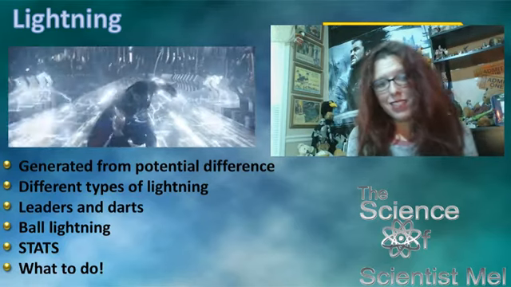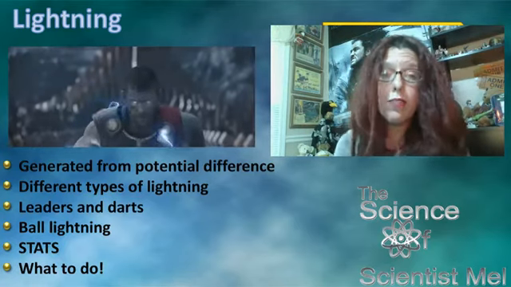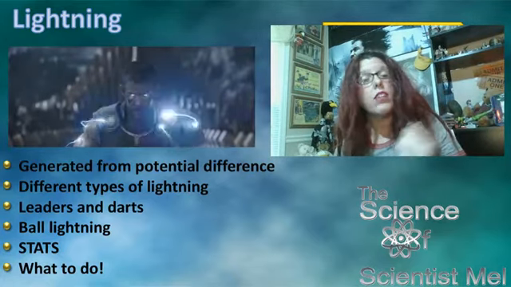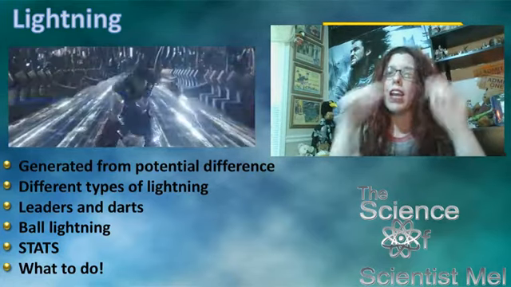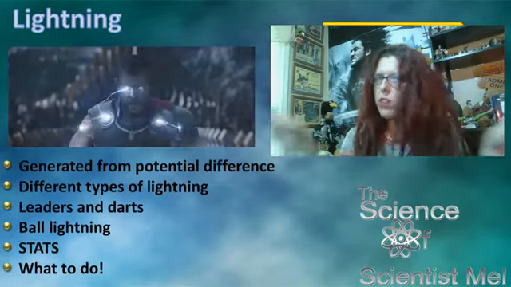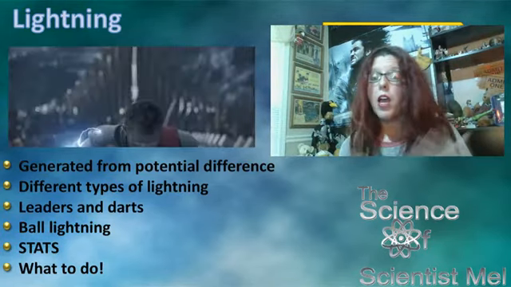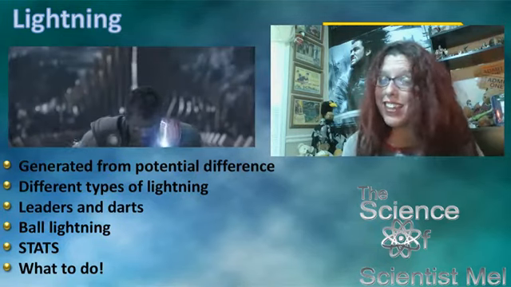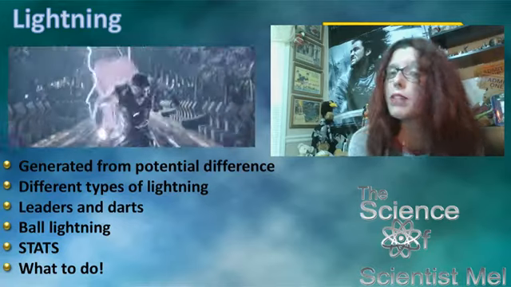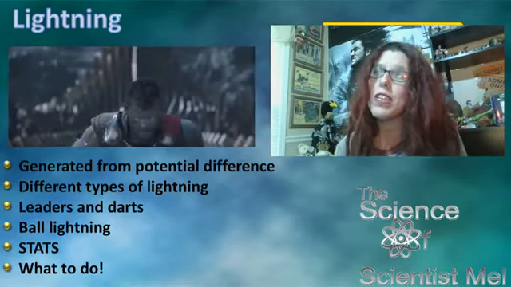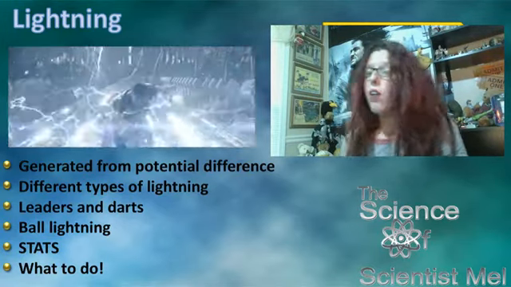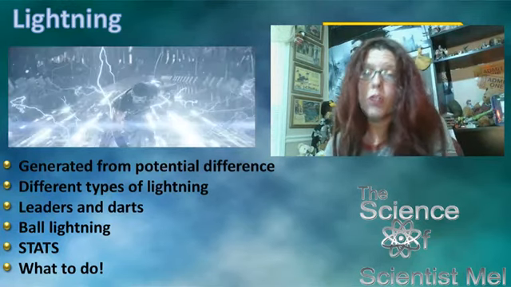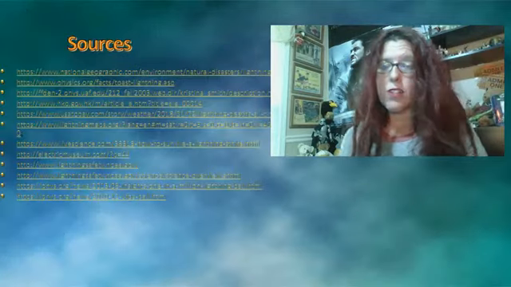So lightning, it's generated from potential difference. Different types of lightning are intra-cloud and cloud to ground. We have leaders and we have leader darts, and they're all kind of like those fingers that come off the lightning. Ball lightning is amaze balls. And now we have math that can kind of lead us towards more lab experiments to see if we can generate ball lightning in the lab. We talked about all the stats and what to do in regard to those particular situations involving lightning.